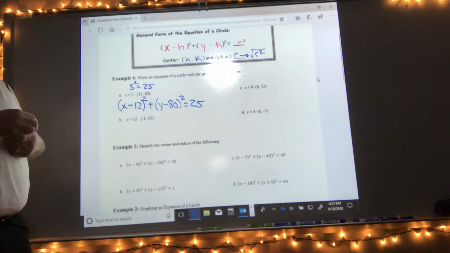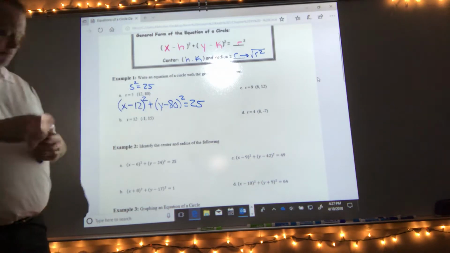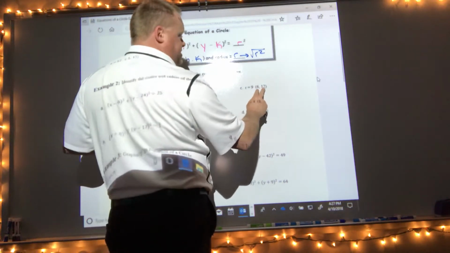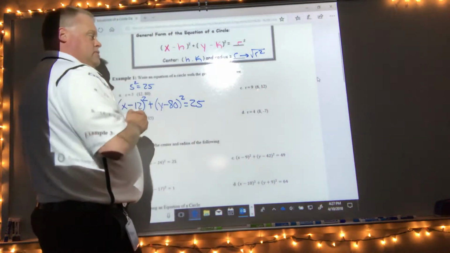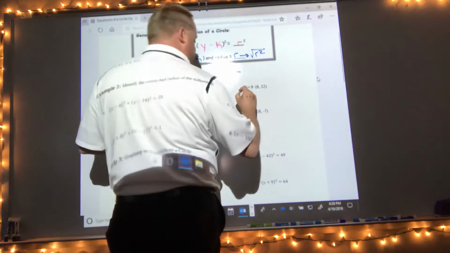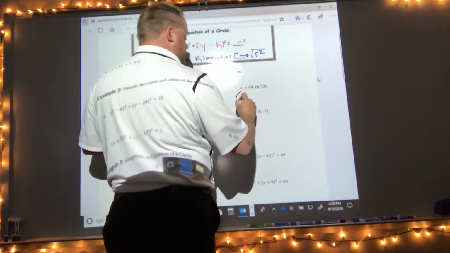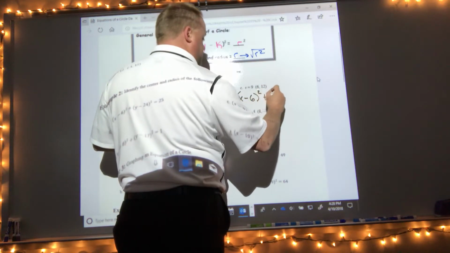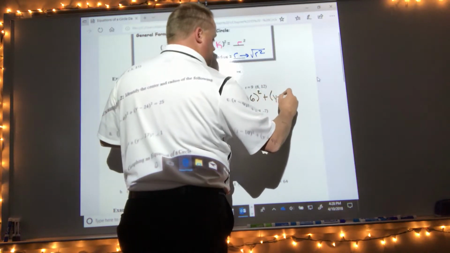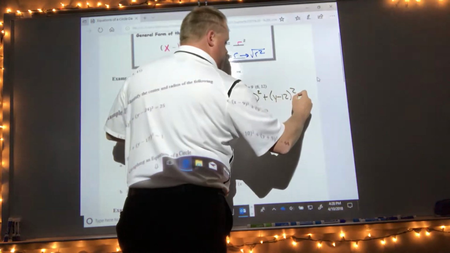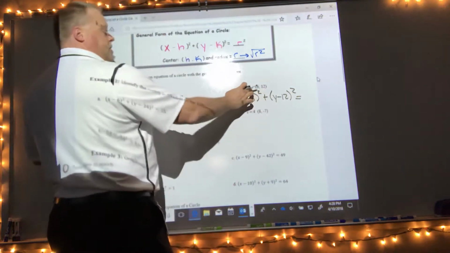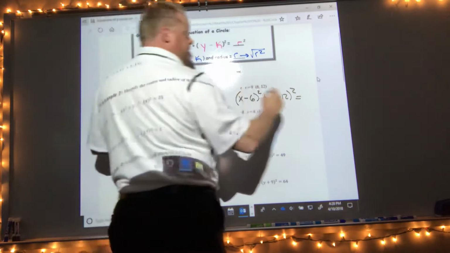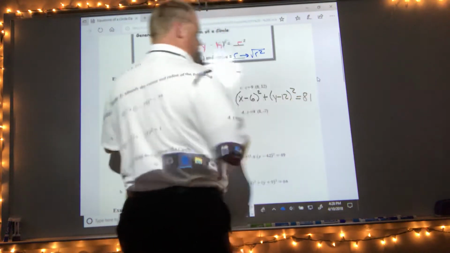All right. The next example. I have radius equals 9 with the center at (6, 12). So I look at this going into the function. That is going to be (x - 6)^2 + (y - 12)^2 equals 9 squared, or 9 times 9, which is 81.